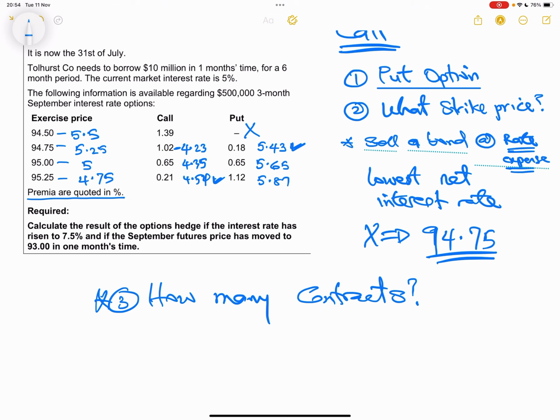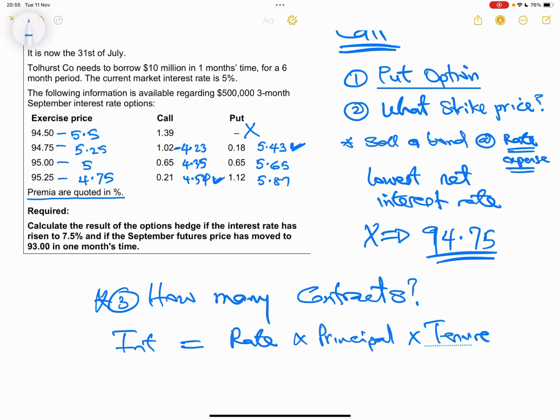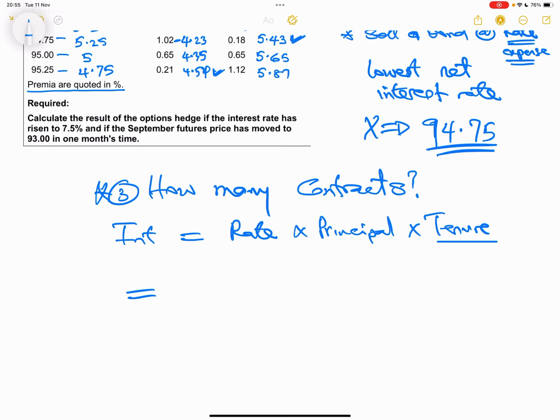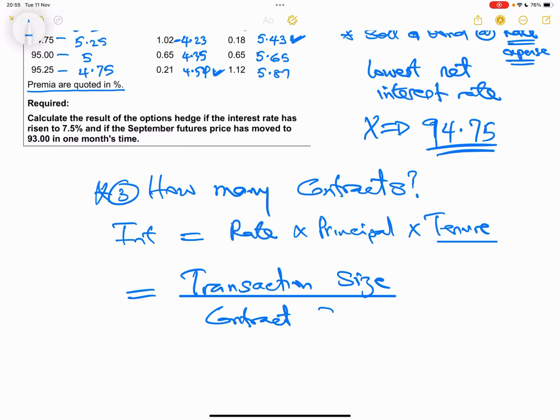But remember, as I always told you during the interest rate future that we looked at, interest rate is driven by period. Remember, interest itself is equals to the rate times principal times tenor. So when you are dealing with interest rate risk, you must not forget this tenor. And that is why, to know the number of contracts, we are not just going to say it is equals to transaction size. The popular mistake students make is to say just the transaction size divided by the contract size. No, this will not be correct.